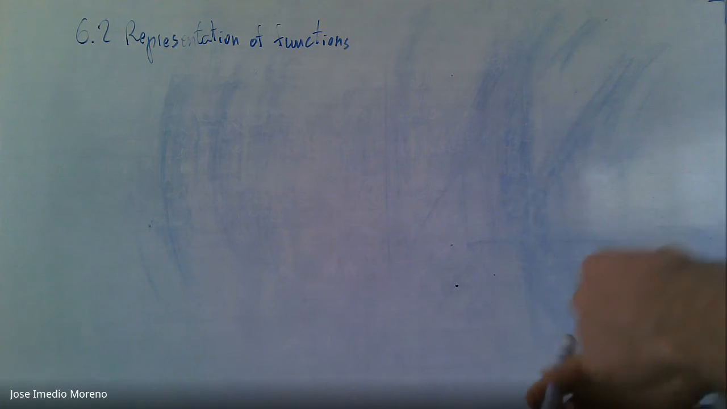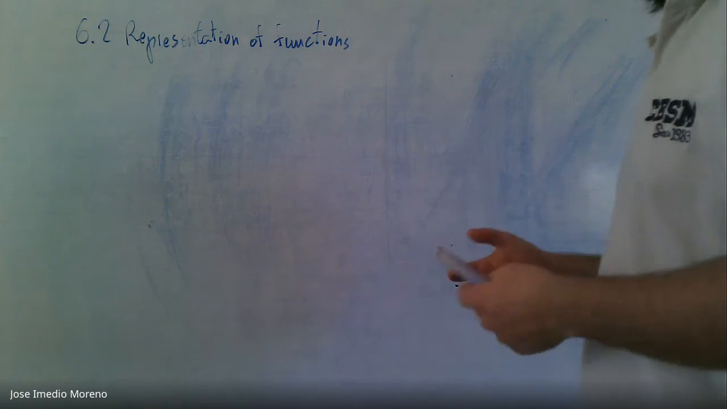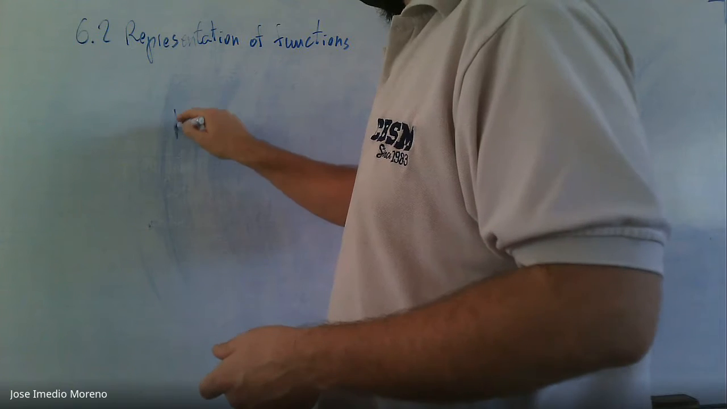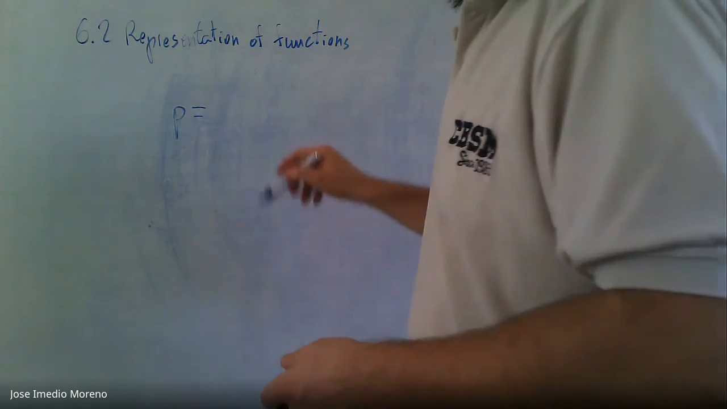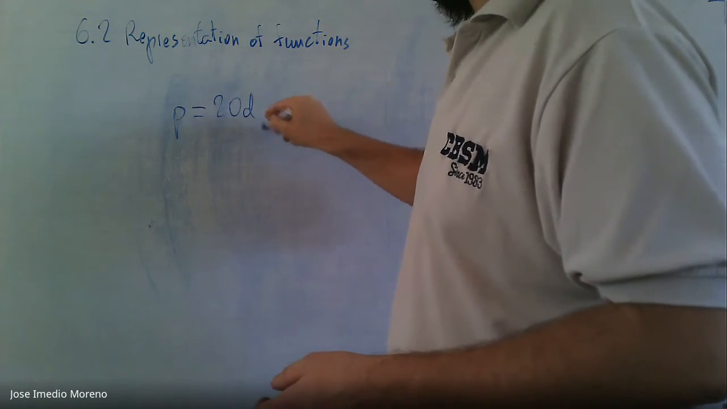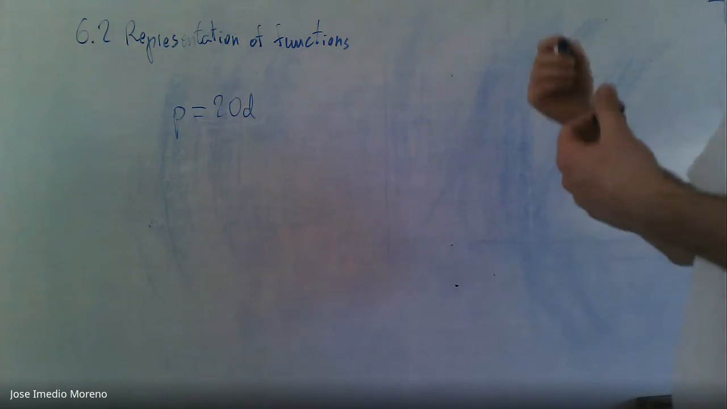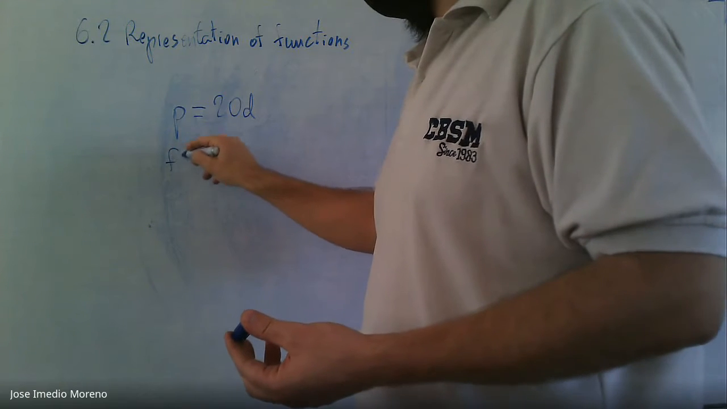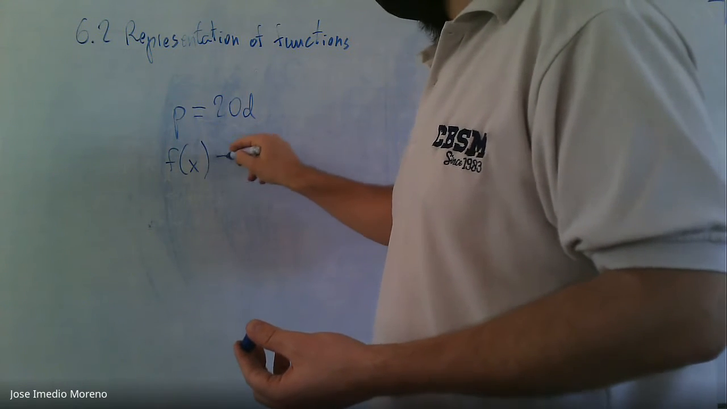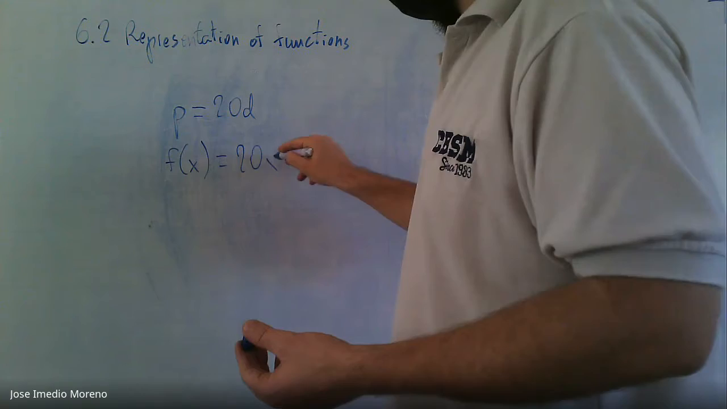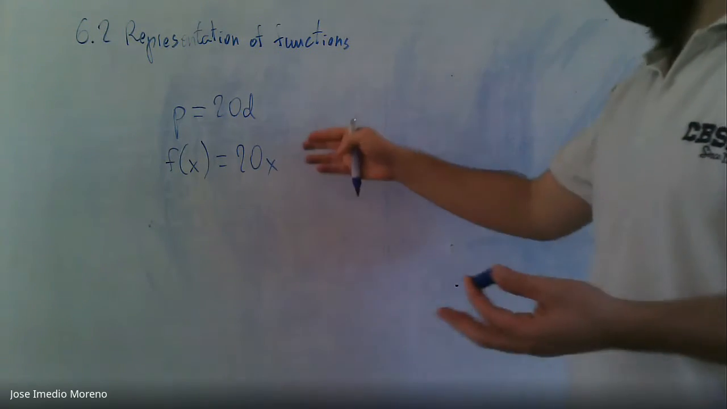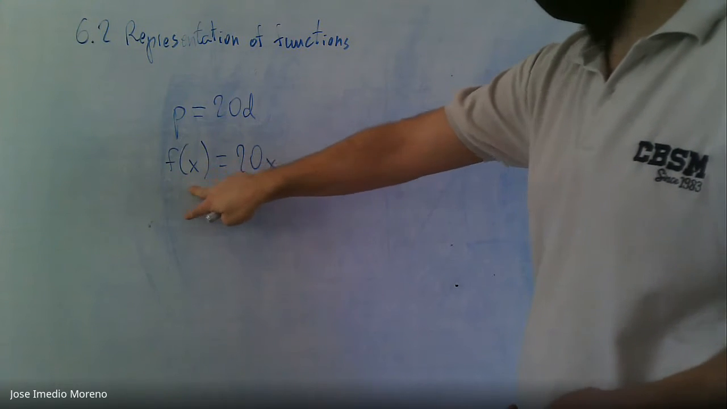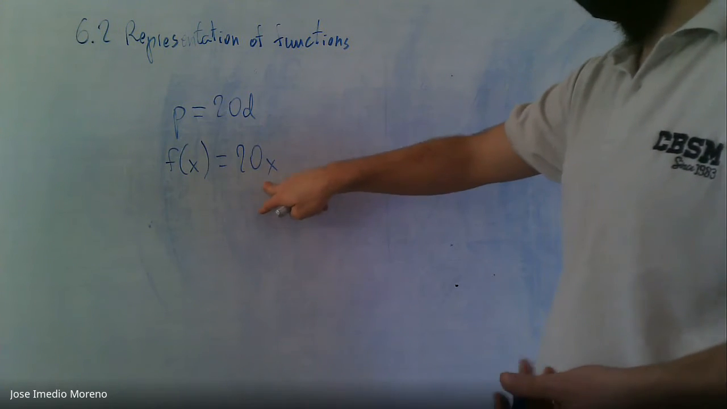So, in the exercise in IXL, you were getting things like this, for instance. Let's say P equals 20D. If you have a function like this, you can rewrite it in this way: f of x equals 20x. Always, if you rewrite it, this one which is alone is going to be f of x, and this one here is going to be the x.